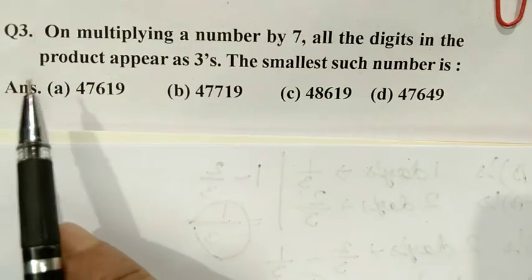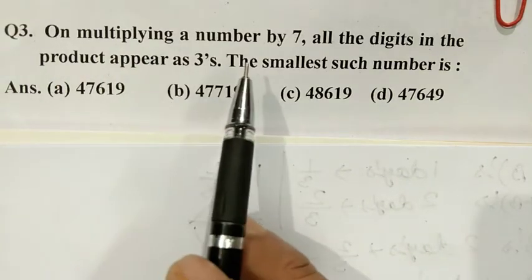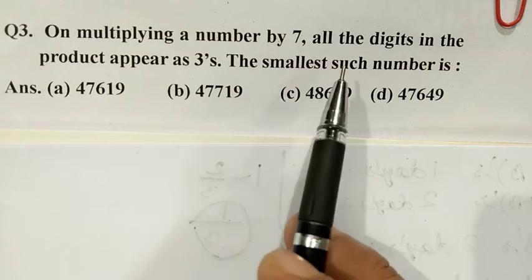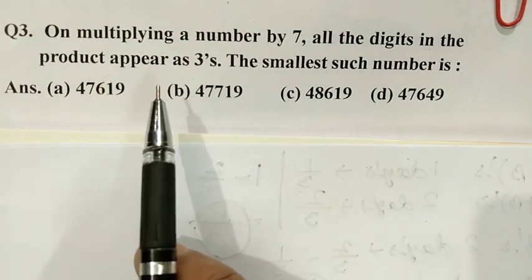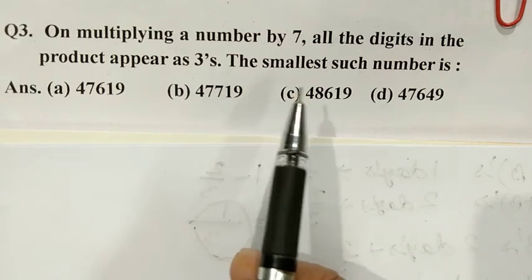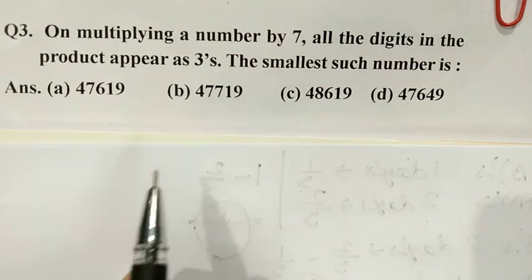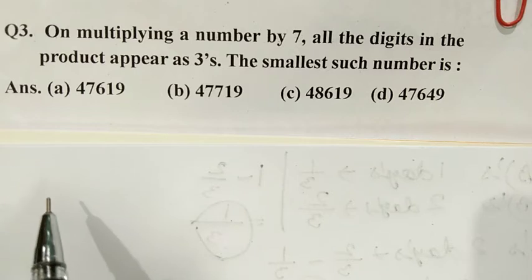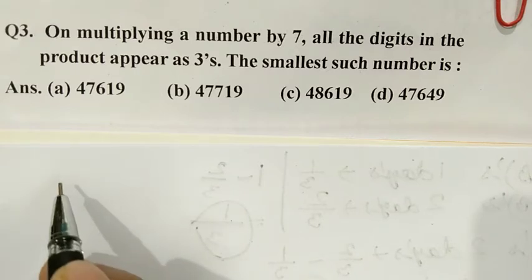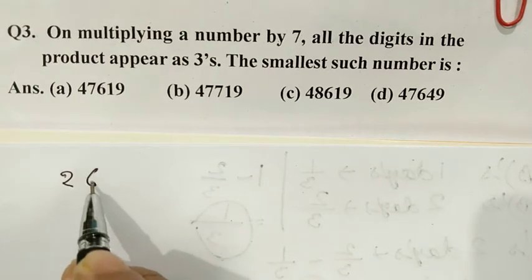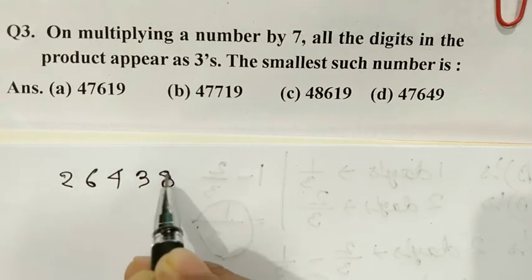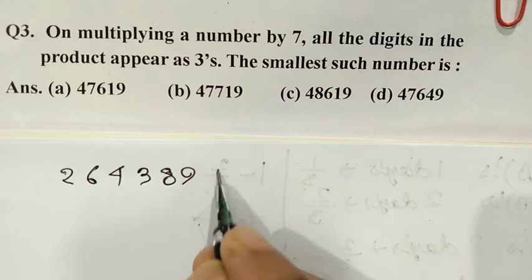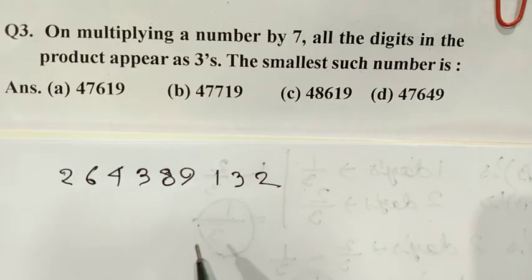Next question. On multiplying a number by 7, all the digits in the product appear as 3's. The smallest such number is? Let's see. 2, 6, 4, 3, 8, 9, 1, 3, 2 is a number of 9 digits.